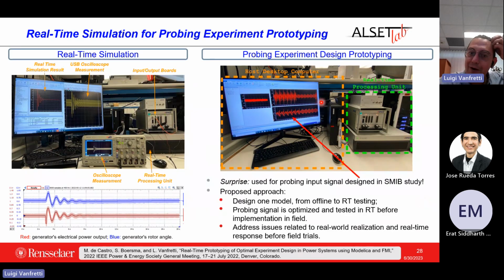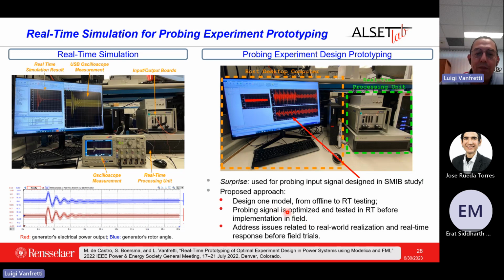And here is the probing experiment. You see here the input signal that we designed, this is the output signal here, and this is our simulator. So, surprise, these are the same results that I was showing you for the single machine infinite bus example. I don't have to repeat the example because I already showed you the signals from it. This is what we did in real time. If you want to look at the differences in the real-time result, including the signal injection and the data acquisition, you can read this paper here.